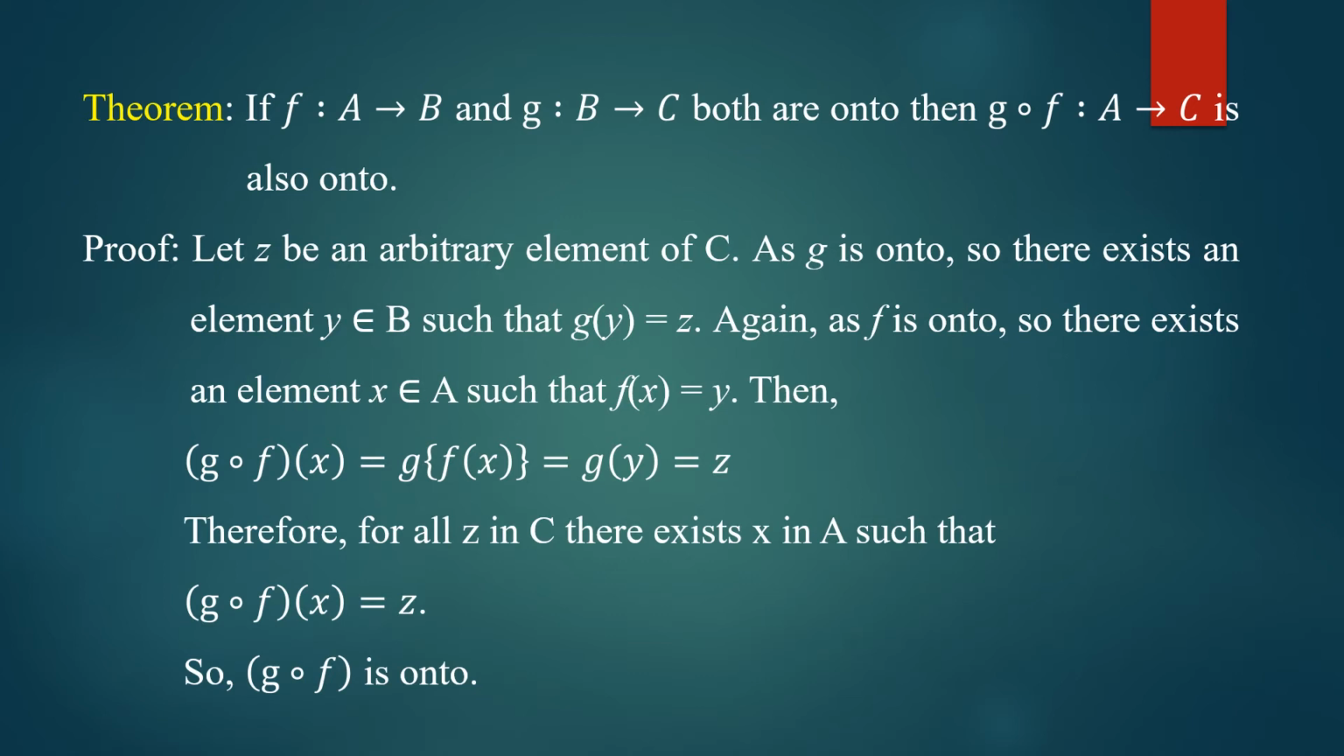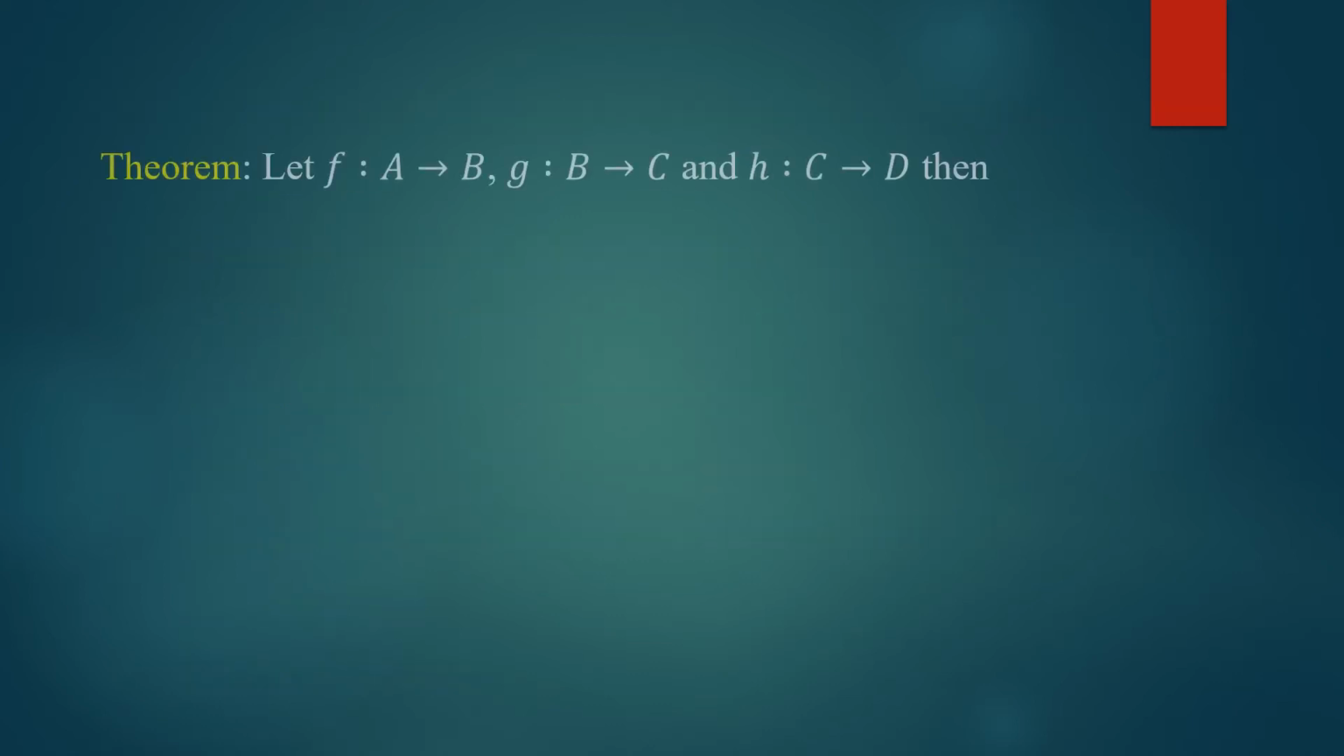Okay, so let me go to the next part. This is another theorem. Let f from A to B, g from B to C, as well as h from C to D. There are actually three functions: f from A to B, then g from B to C, then h from C to D. You see here this function finishes at B, the g function begins at B, and the g function finishes at C, the h function begins at C. That means f o g, g o f, and h o g are defined actually.